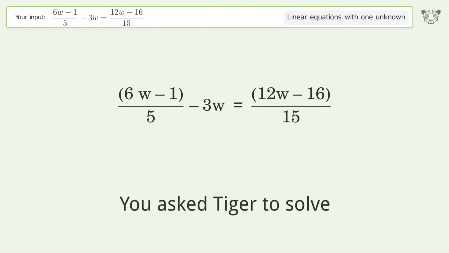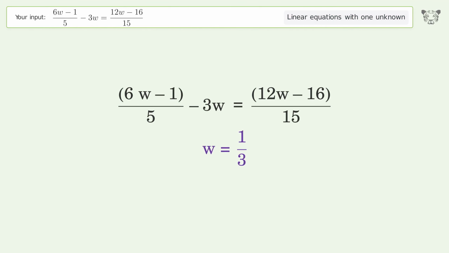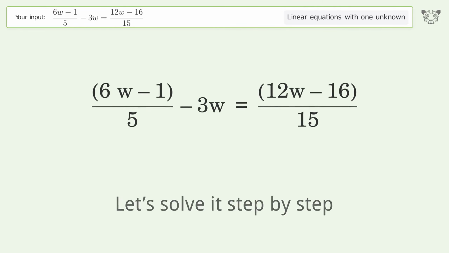You ask Tiger to solve. This deals with linear equations with one unknown. The final result is w equals 1 over 3. Let's solve it step by step.